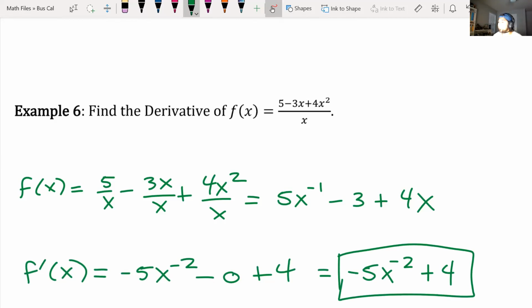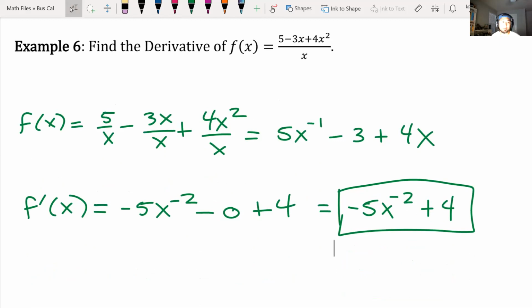All right, there we go. So you split into the three fractions, 5 over x, 3x over x, 4x squared over x, reduce and rewrite. So 5 over x becomes 5x to the negative 1, 3x over x becomes 3, and 4x squared over x becomes 4x, which means you are now in the perfect form to take the derivative. The derivative of 5x to the negative 1 is negative 5x to the negative 2. The derivative of 3 is 0, and the derivative of 4x is 4. Any questions on that one?